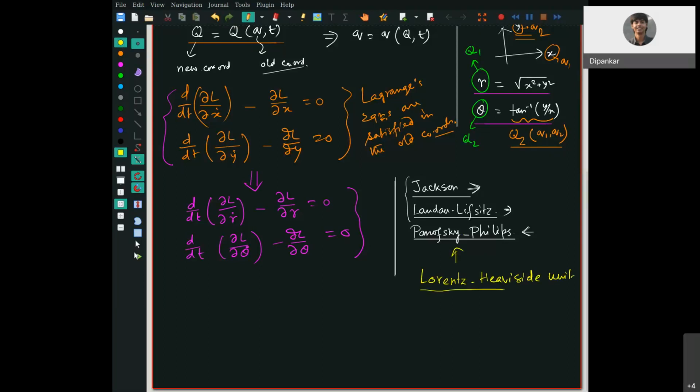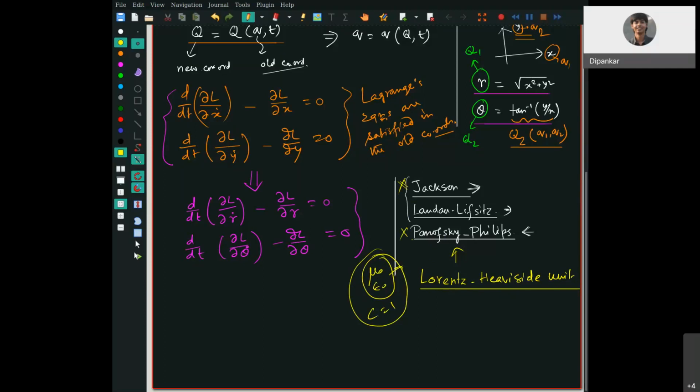So if you express your electric field and magnetic field in this unit, then you will see that mu 0, epsilon 0 does not enter in your expressions. These are all 1, and c is equal to 1 also. It's the first step towards natural units. So this book and this book do not use Lorentz-Heaviside, they just use the usual SI units.